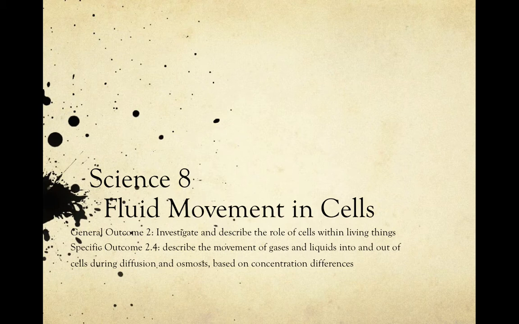Now we're going to have three different videos and three different components to this. The first video, which we'll be talking about today, will be about diffusion. There will be another one on osmosis, and then the last one will be on transpiration. So, specific outcome 2.4 is describe the movement of gases and liquids into and out of cells during diffusion and osmosis based on concentration differences.